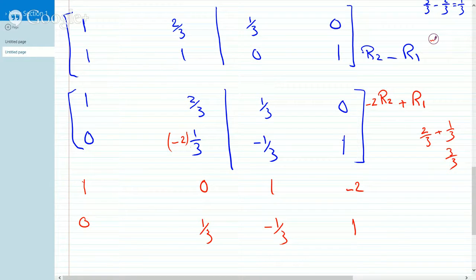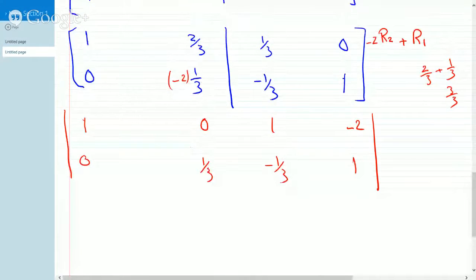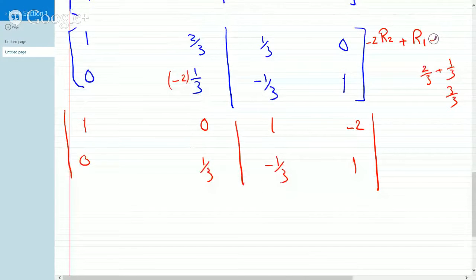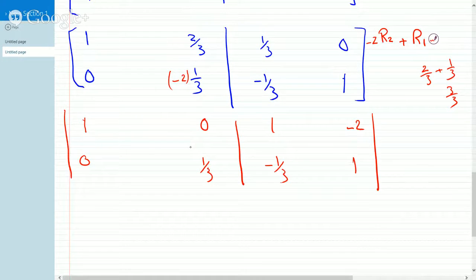Okay, one last step. So now all we have left is to make this guy a 1. Divided by 1/3. Or multiplied by 3. Yeah. Probably easier. So then row 2 times 3. Or 3 times row 2.